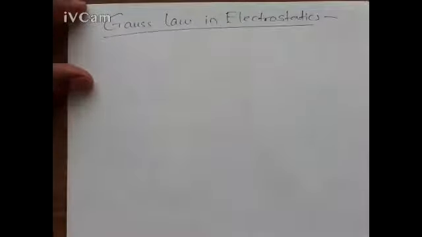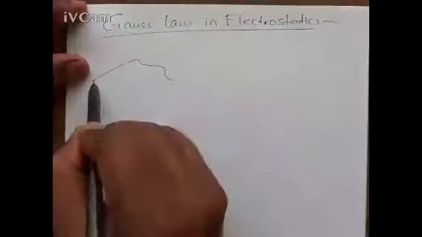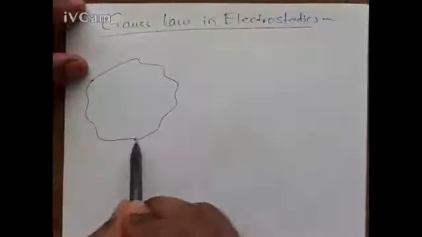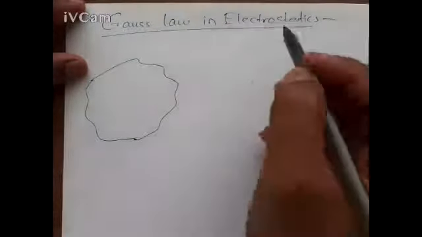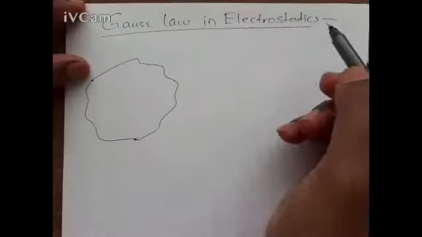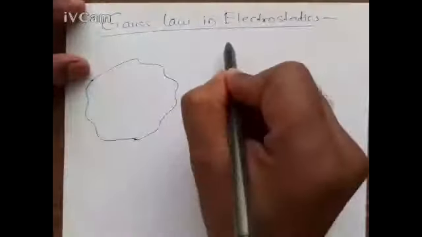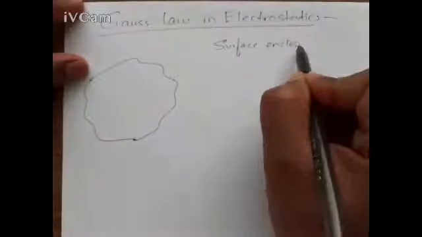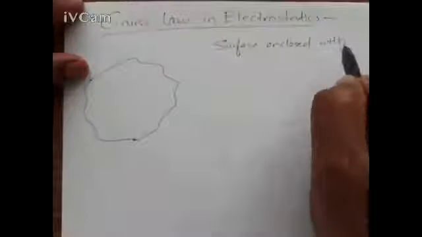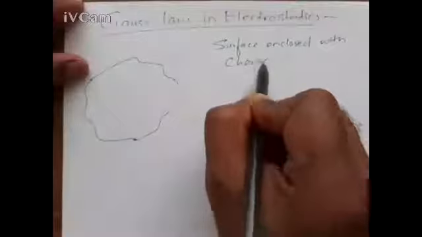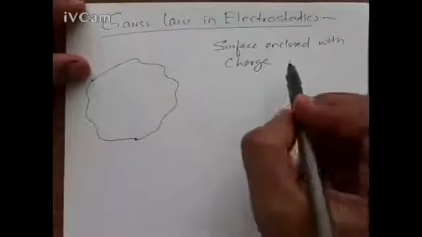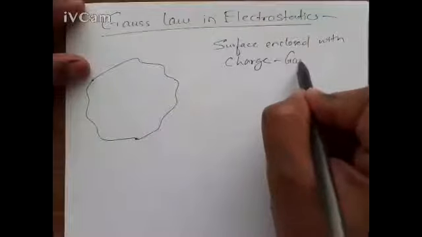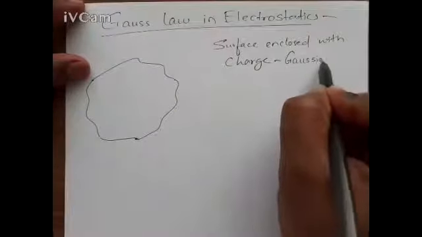Electrostatics. Here, let us consider the enclosed surface. For example, a surface enclosed with a charge is called a Gaussian surface. What is this? This is the Gaussian surface.